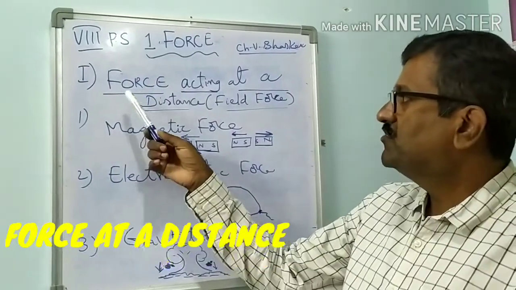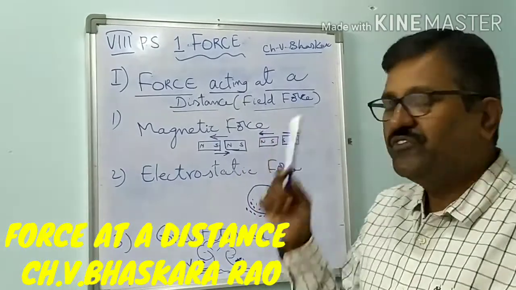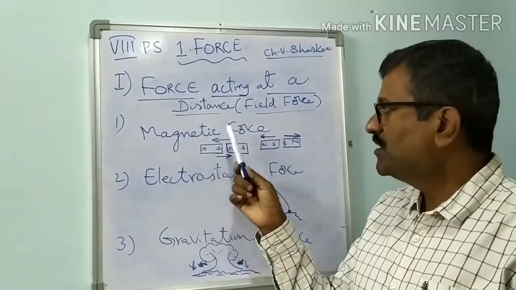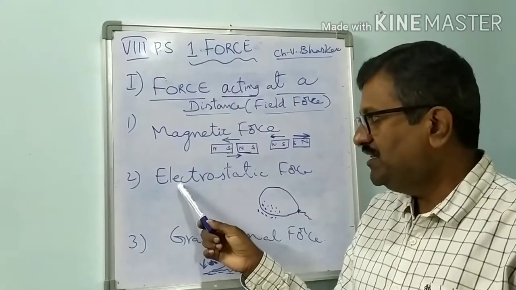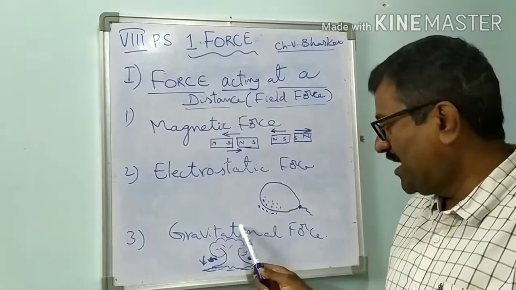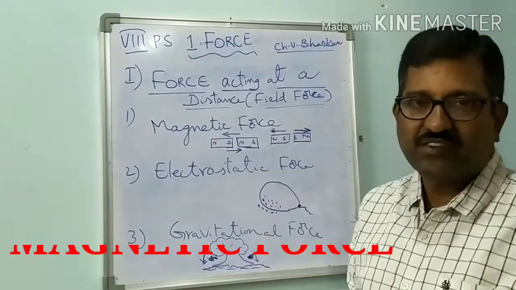Now we will see force acting at a distance, or field force, divided into three types. One is magnetic force, another one is electrostatic force, and the third one is gravitational force. First we will see the magnetic force.